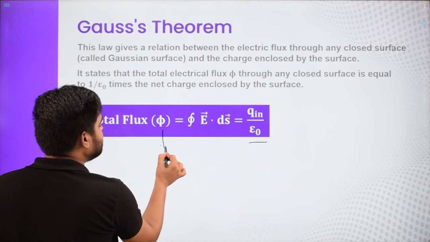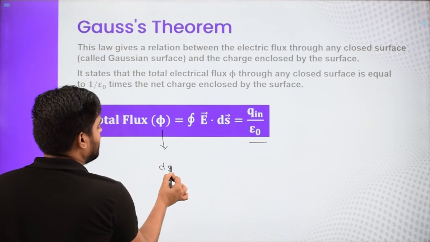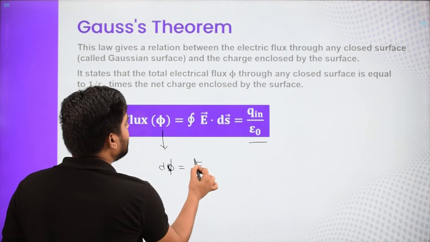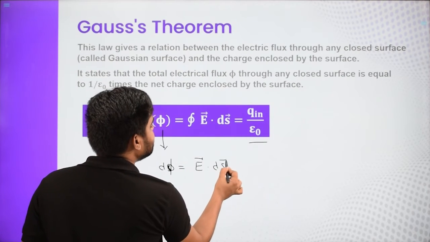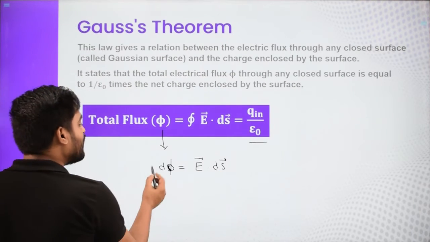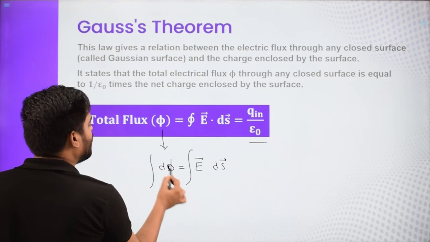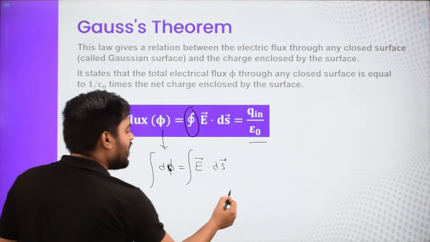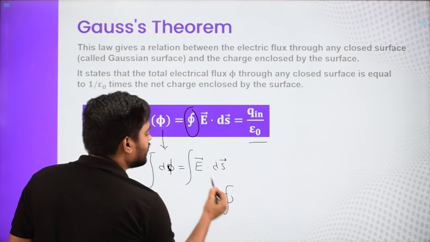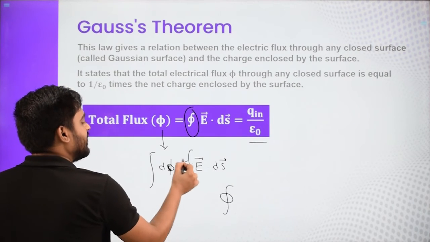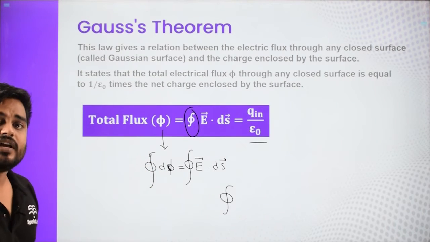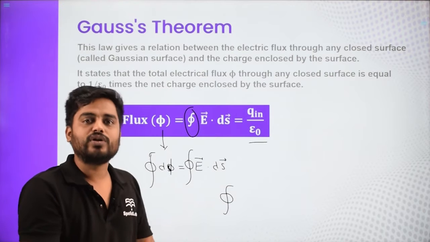And how do we write flux? We were saying that the very small flux d phi is nothing but E dot ds. This is how flux is defined. Now, if you want the total flux, then integrate both sides. And what is this closed integral sign? It means you have to integrate throughout the entire closed surface. It is the integration only, but over the whole closed surface.